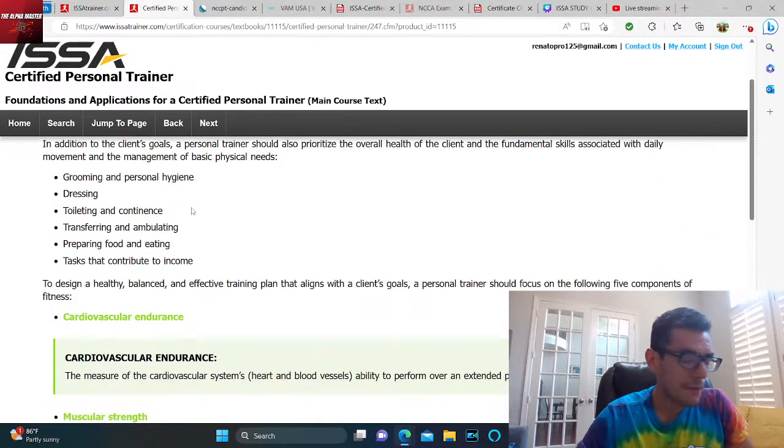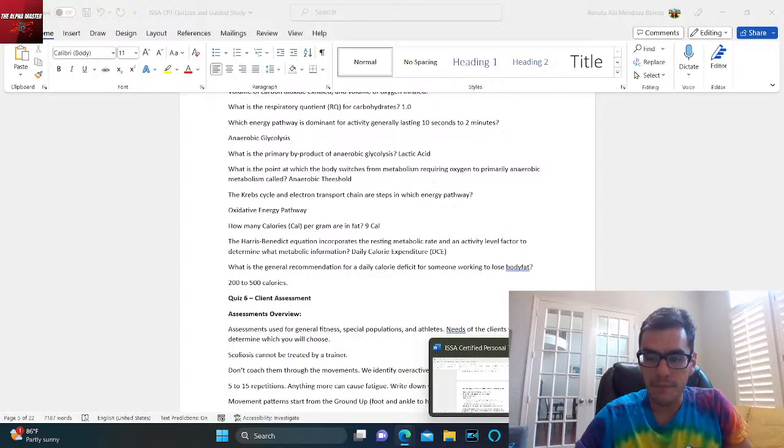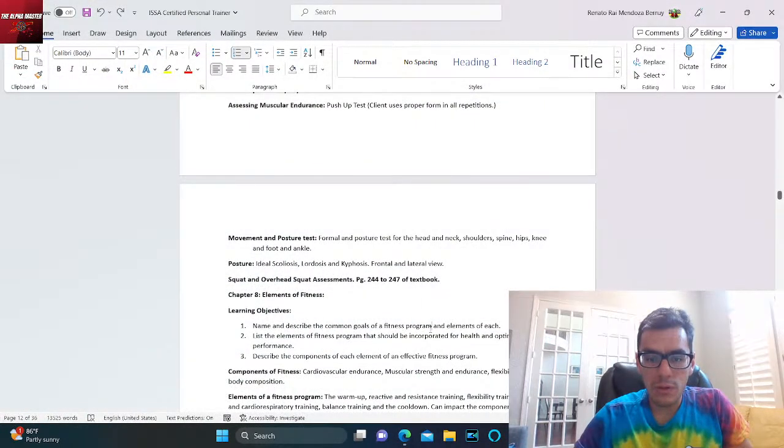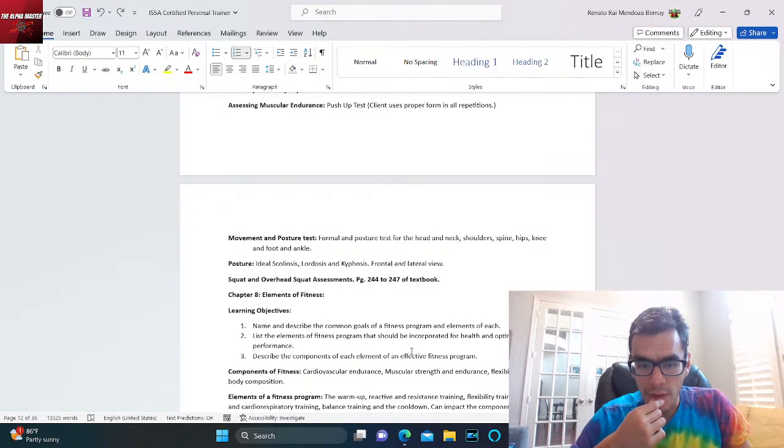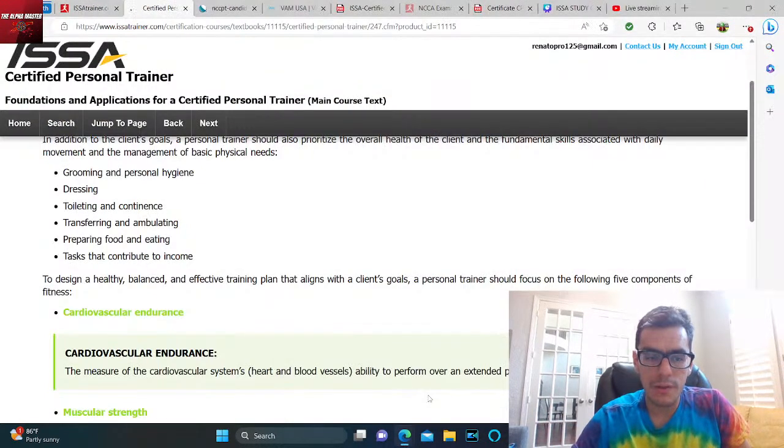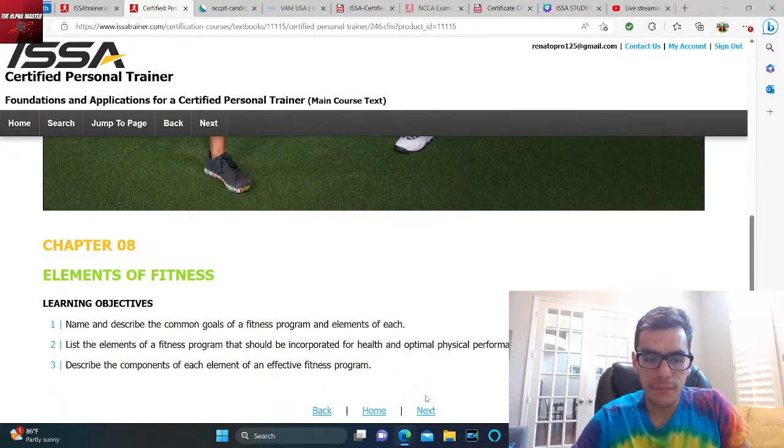You have 5 components of fitness here. So name and describe the common goals of a fitness program and the elements of each. List the elements of a fitness program that should be incorporated for health and optimal physical performance and describe the components of each element of an effective fitness program.